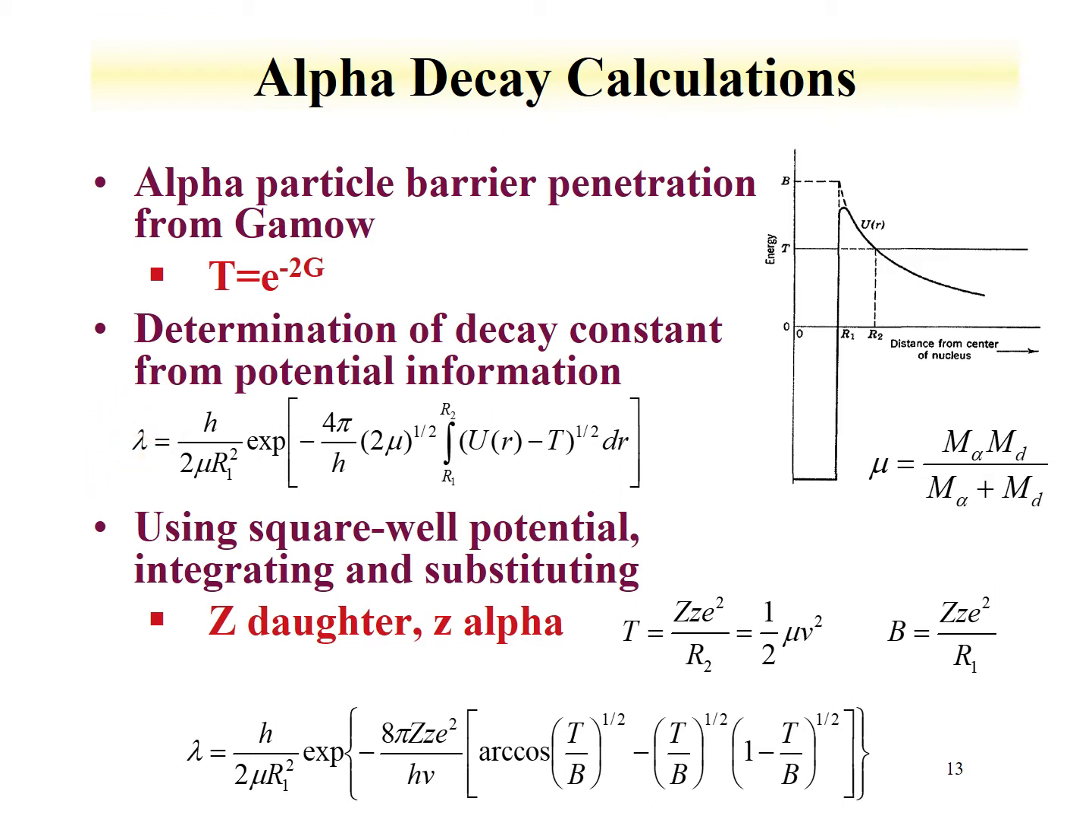The terms of this equation: there's a constant times the square root of mu, our reduced mass factor. We have R1 and R2, which are just the distances it needs to penetrate the barrier. R1 is here, R2 is here. So we integrate between those limits, and these values here are just our potential terms for the nucleus, where V is the potential energy and T is the kinetic energy.